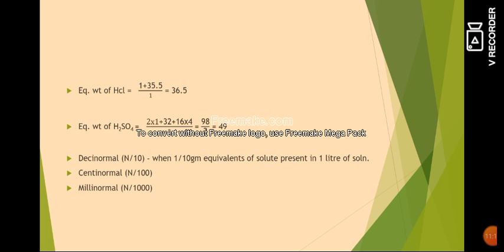What do you mean by N by 10 solution? When 1 by 10 gram equivalent of solute is present in 1 liter of solution, it is a decinormal solution. And what is a centinormal solution? It is 1 by 100 gram equivalent of solute present in 1 liter of solution. Whereas a millinormal solution is when 1 by 1000 gram equivalent of solute is present in 1 liter of solution.